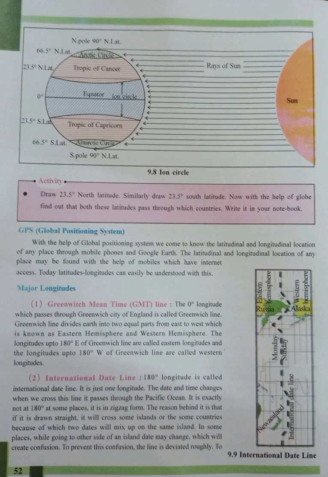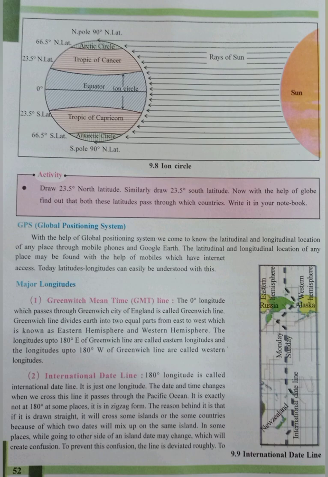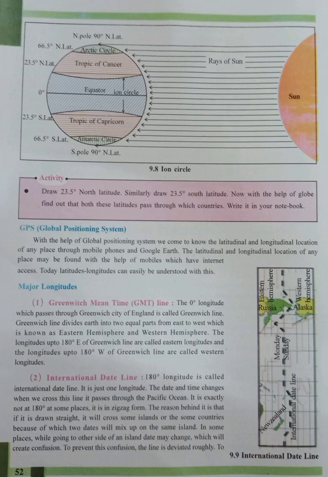Major longitudes. First, Greenwich Mean Time (GMT) line. The 0 degree longitude which passes through Greenwich City of England is called Greenwich Line. Greenwich Line divides Earth into two equal parts from east to west, which are known as Eastern Hemisphere and Western Hemisphere. The longitudes up to 180 degree east of Greenwich Line are called Eastern longitudes, and the longitudes up to 180 degree west of Greenwich Line are called Western longitudes.